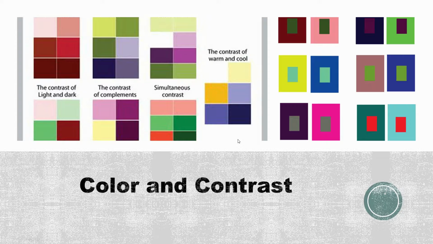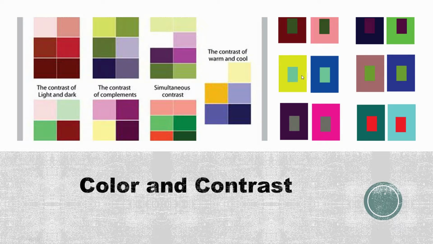Contrast of warm and cool colors. So warm colors are the colors on the color wheel that are going to be like red, orange, and yellow. And then cooler colors are going to be green, blue, and purple. But within each of these colors, you can also choose colors that are going to be warmer and cooler. So let's say you had a green that's closer to being yellow, that is going to be a warmer green, and then a green that's closer to blue is going to be a cooler green.